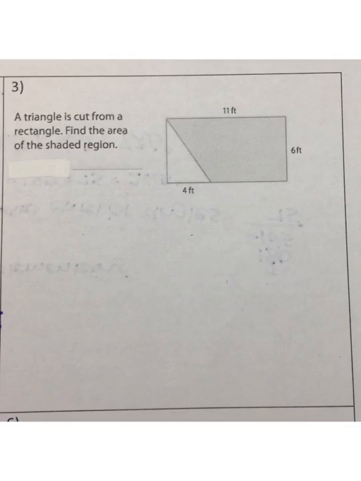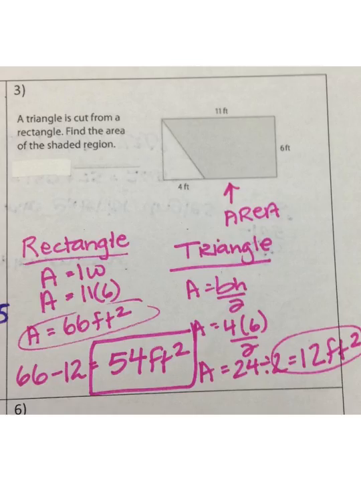Number 3, a triangle is cut from a rectangle. Find the area of the shaded region. So you just want to find the area of the shaded region without the triangle. First I found the area of the whole rectangle, length times width, 66 square feet. Then I found separately the area of the triangle, which is base times height divided by 2. So 4 times 6 is 24, divided by 2 is 12 feet squared. We want to find it without the triangle, just the shaded region, so that's why I subtracted and ended with 54 square feet.